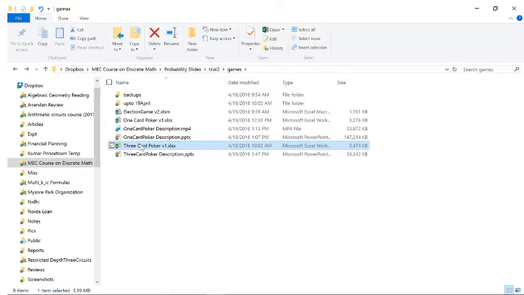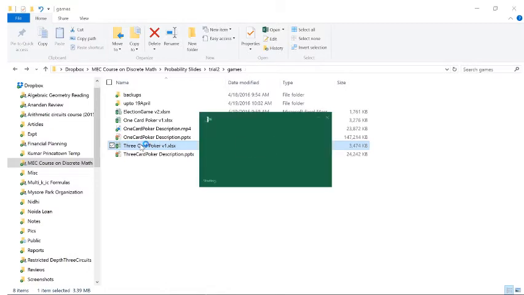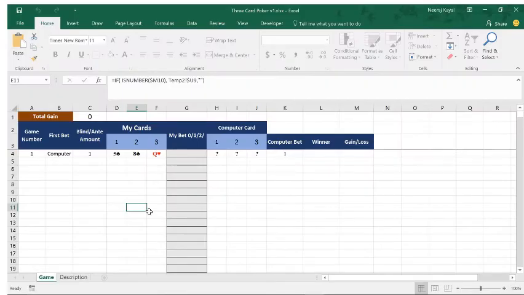Let's see an implementation of this in Excel. It's in a file called 3 card poker. It's an Excel file, and it looks very similar to the one card version. It begins with me and the computer both putting in the initial amount, which is $1, into the common pot. Now, in this game, the computer will make the first bet.